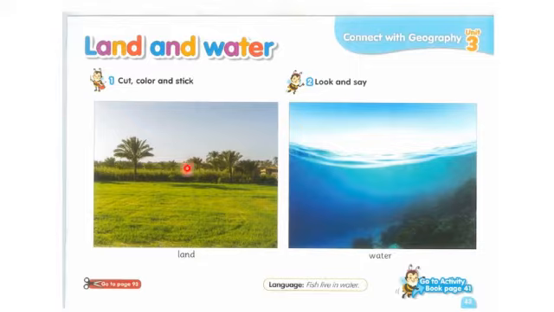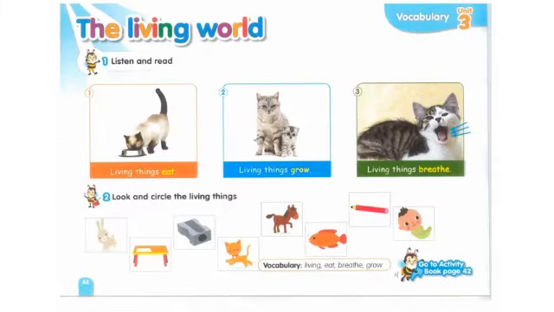This is a picture of land and this is a picture of water, right? Okay, next page. Okay, here in this word KG1, we have two kinds of things. We have living things and we have non-living things. In order to say that something is living, it has to do 3 things. Number 1, living things eat. They eat food, okay, and drink water.